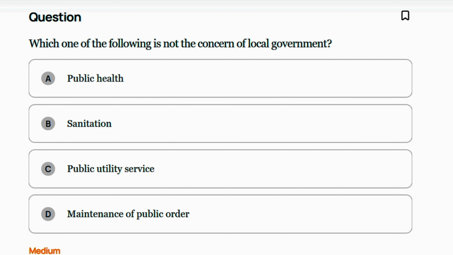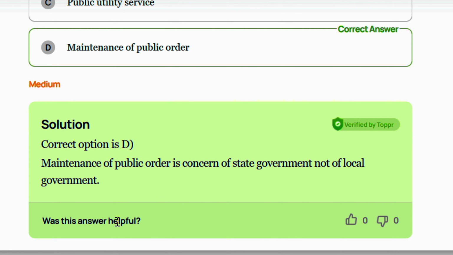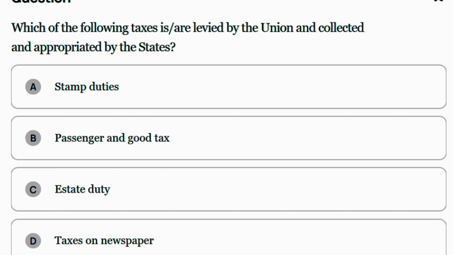Next question. Which one of the following functions is not the concern of the local municipal authorities in India? The answer is maintenance of public order. The correct answer is D. Maintenance of public order is the concern of the state government, not local government. Which of the following taxes are levied by the union and collected and appropriated by the state? Stamp duty.